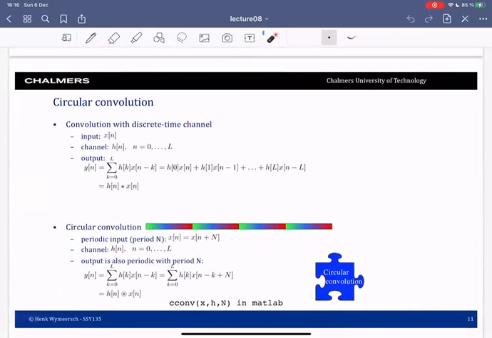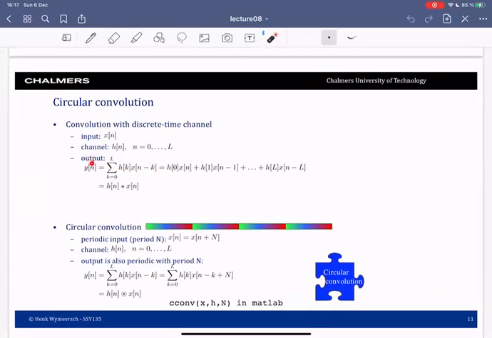Our first topic will be the circular convolution. So we've seen already a few times standard convolution with a discrete time channel where you have an input corresponding to times n. You have a channel with certain taps, so here n means delay from 0 to L, for instance. And then the output at time L is the convolution of the channel with the input, and is given by this expression in discrete time.